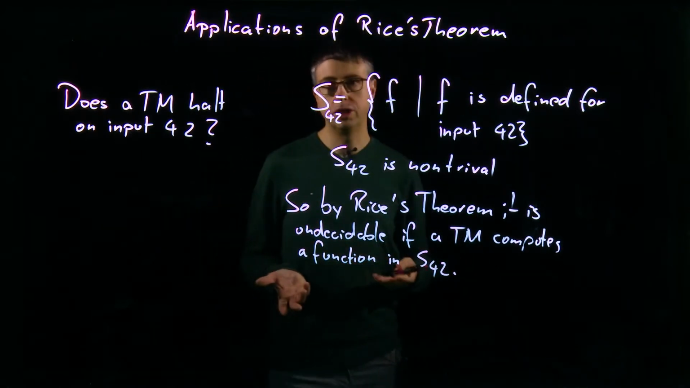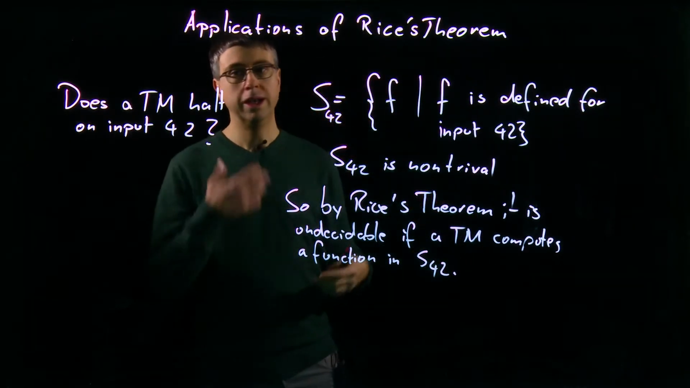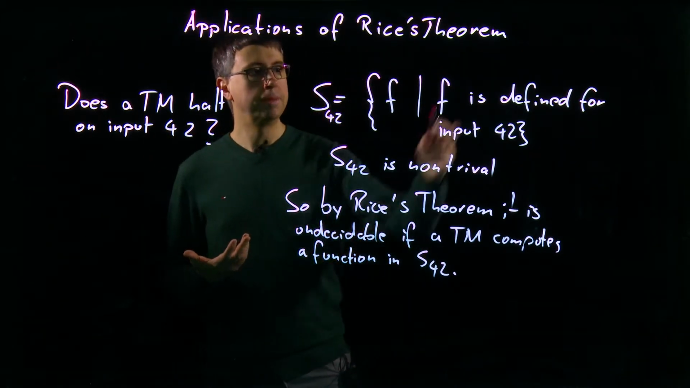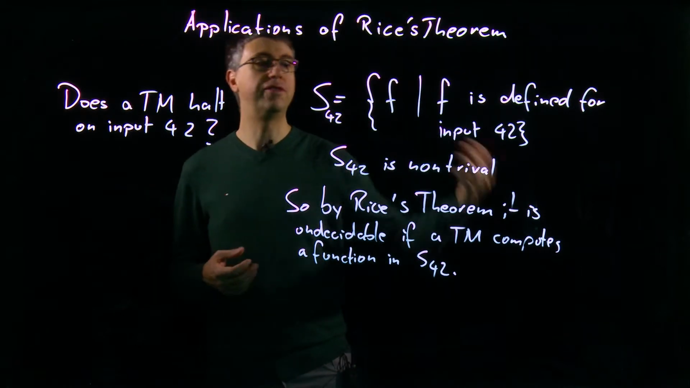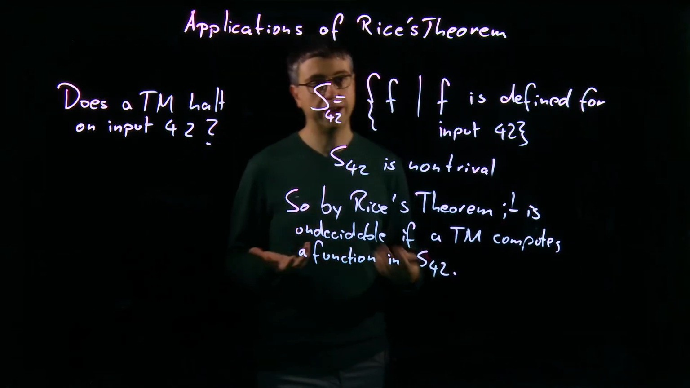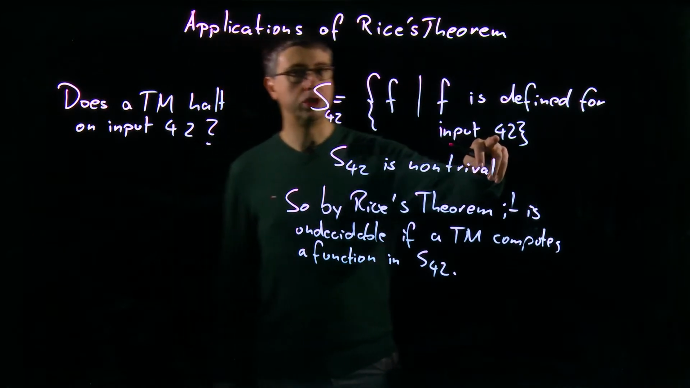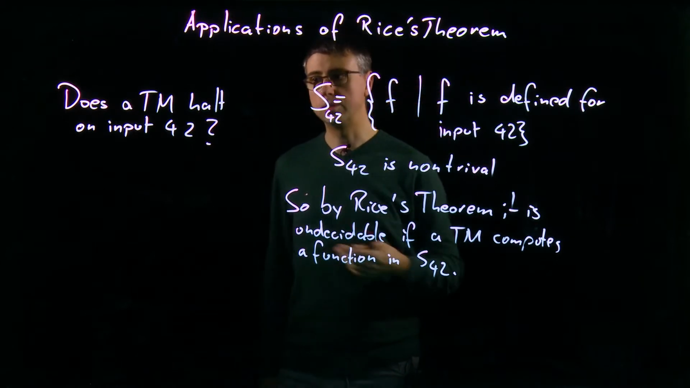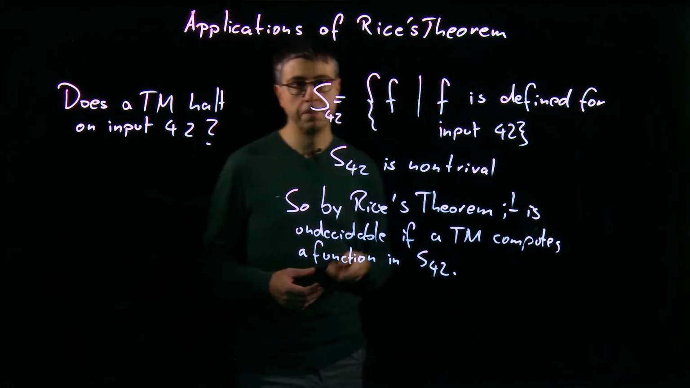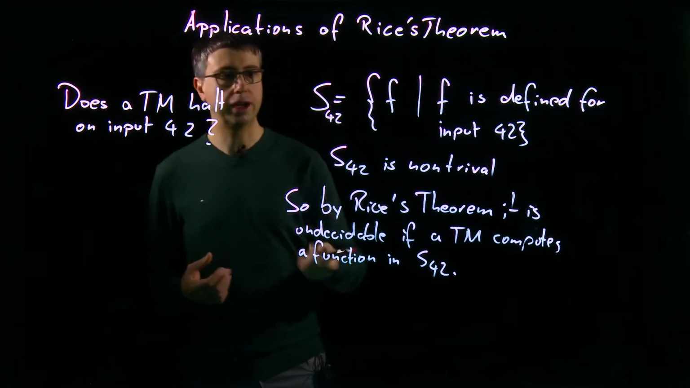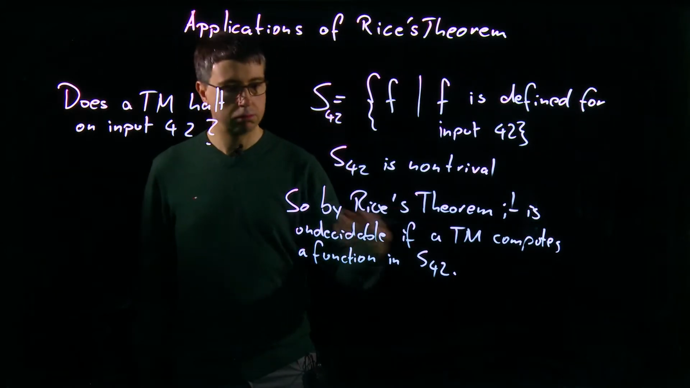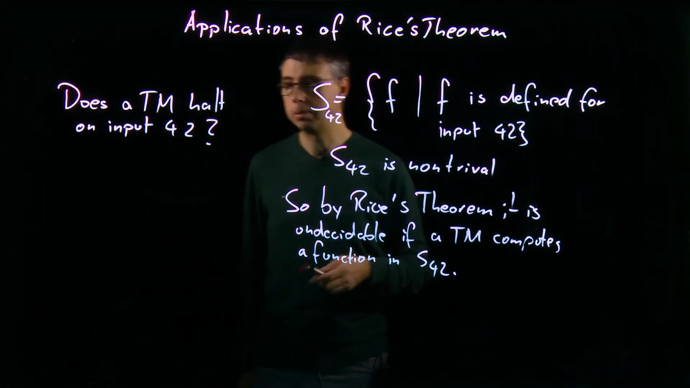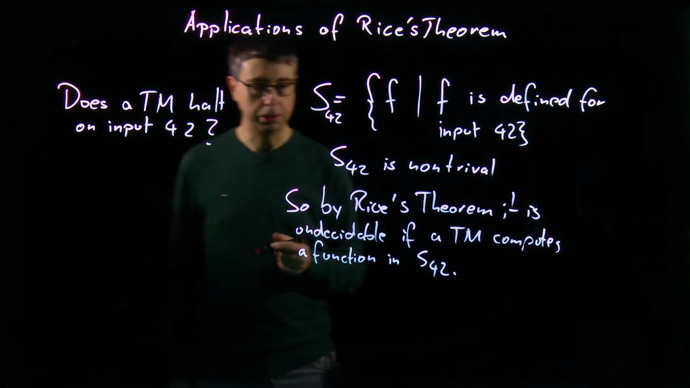However, a Turing machine computes a function that is in S42 if and only if it halts on input 42, because that's exactly the definition, that it computes a function that is defined for input 42. If it's defined for input 42, it means the Turing machine must eventually halt, otherwise it would be undefined. So we have this correspondence that it halts on 42 if and only if the Turing machine computes a function in S42. So we can simply, by using Rice's theorem, directly prove that this question here is undecidable.